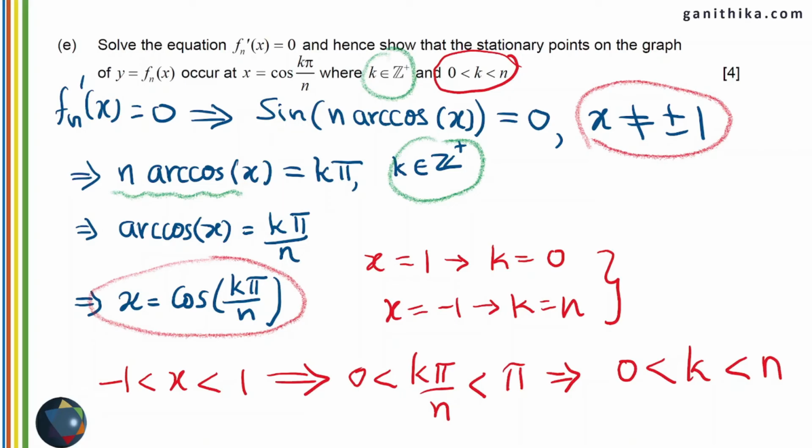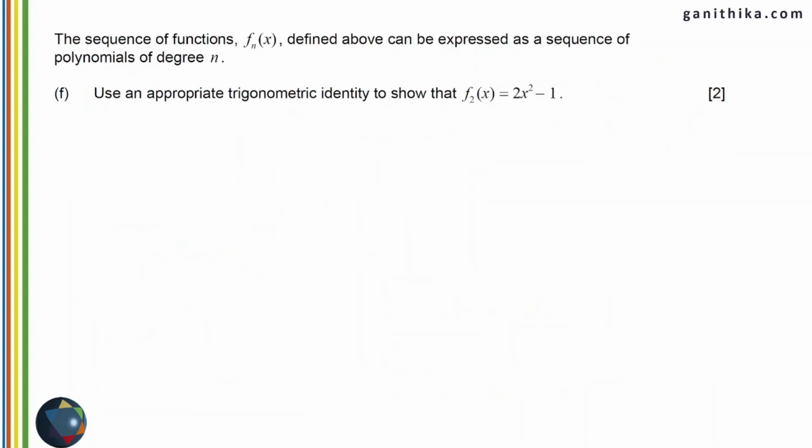The other is saying that k is a positive integer, and the third one is you have to give reasons why k is between 0 and n, not equal to 0 and not equal to n. So, let's proceed to the next question.